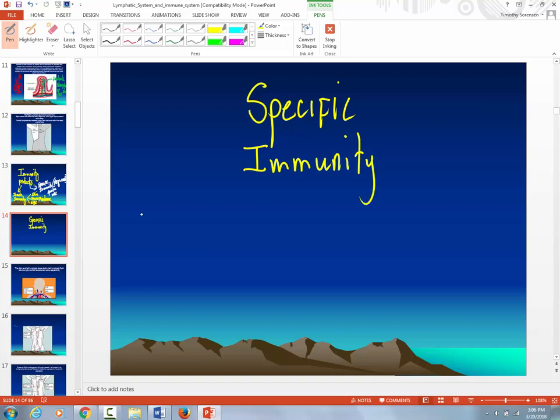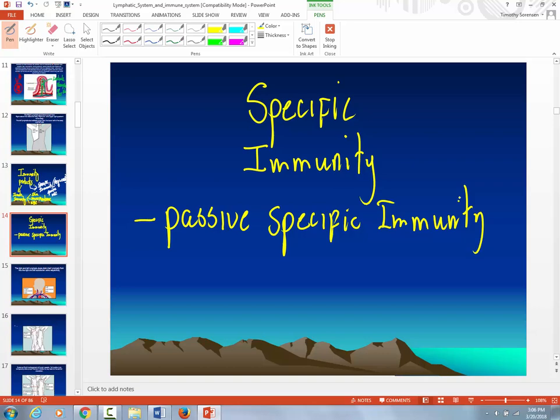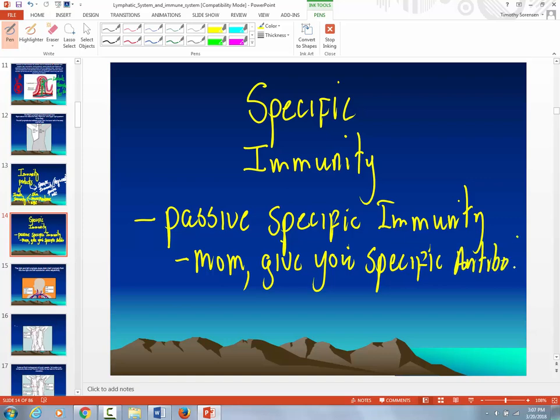They're broken up into a few classes. One is passive specific immunity. Got me? And that is where your mama, your daddy, where mom gives you specific antibodies to disease. And that can be transmitted through the placenta, right? Through the umbilical cord, mother to child, or it can be transmitted through breast milk. That's why doctors encourage women to breastfeed babies, because you can transmit some immunity passively.